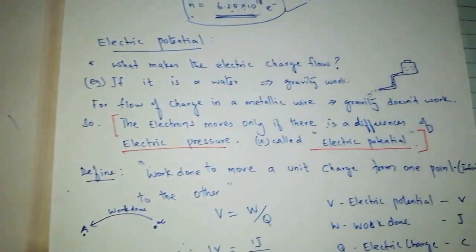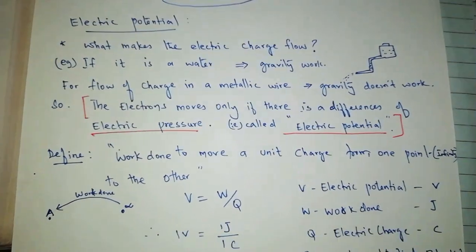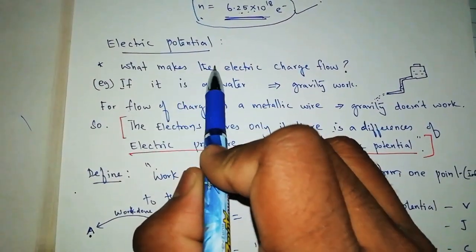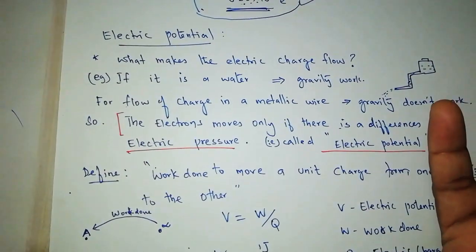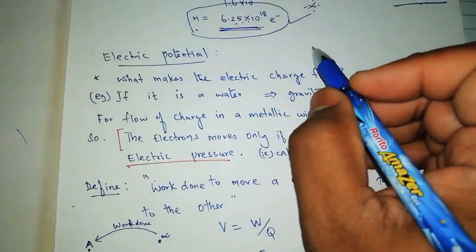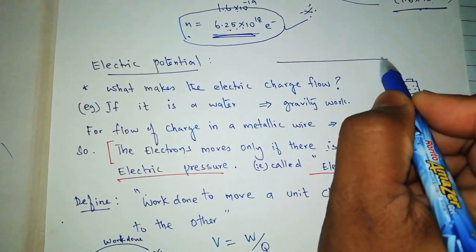Electric potential. What is electric potential? Take an example. What makes the electric charge flow? How does the electric charge flow? If I take an example of water, for example, this is a tube of water.